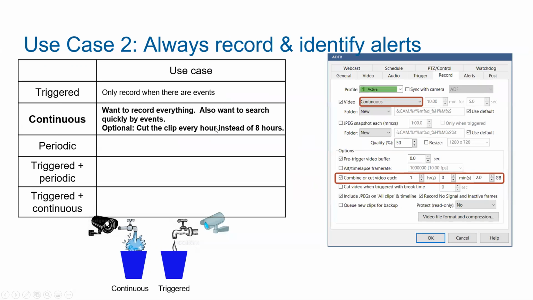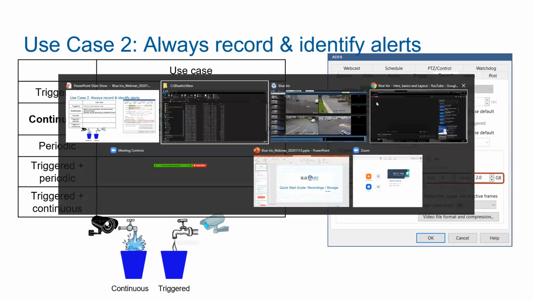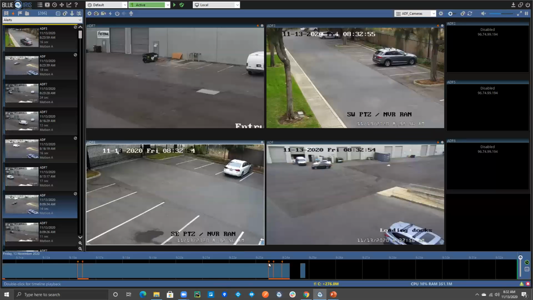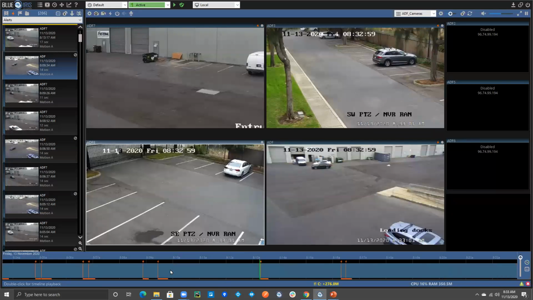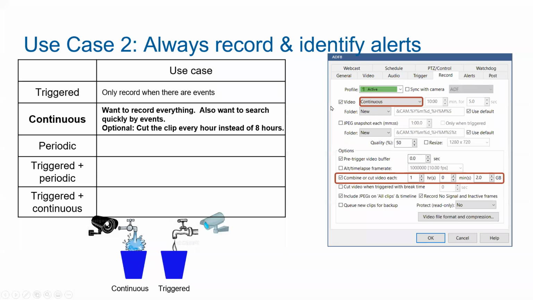The next topic is continuous. This is where you say, I want to record everything just in case, I don't want to miss anything, and that's fine too. Again, keep in mind that just because you select continuous, it does not mean that you're no longer recording the alerts. You still get the alerts and can identify and search on them, like all these orange bars. They're still there.